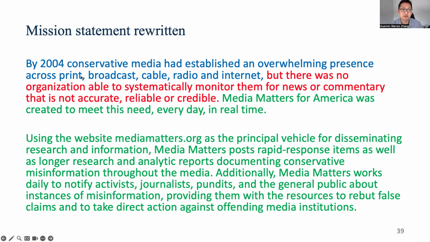Right? By 2004, conservative media has established an overwhelming presence across print, broadcast, cable, radio, and internet. Right? So that's a simple setting of the context. Now the problem, right? You need to point out the problem to get the interest of the audience. But there was no organization able to systematically monitor them for news or commentary that is not accurate, reliable, or credible. Okay, now you sense what the problem is, right?